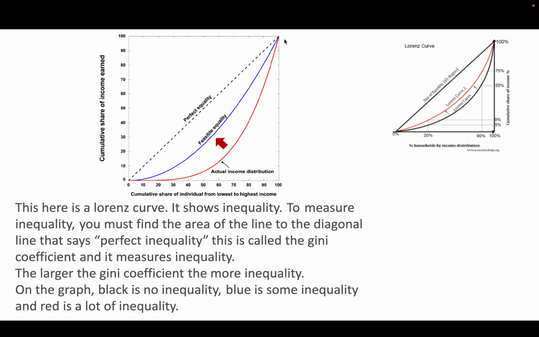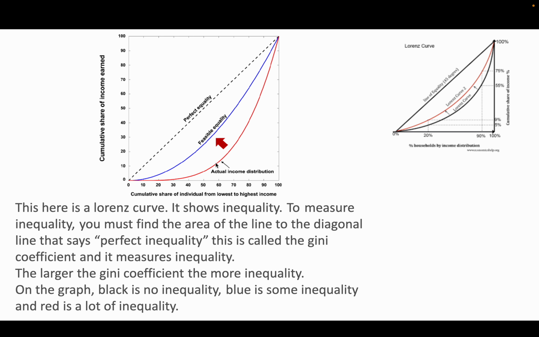Feasible equality is where more wealth is concentrated amongst the ultra wealthy. It's not perfect. So here, 10% own only like 2% of the wealth, something like that. 40% own 15% of the wealth, as you see in the graph. 80%, and this is where things start growing, 80% own somewhere around 65% of the wealth, and then 90% own somewhere around 90%, and then 100% owns 100%. So it's kind of a curve, almost like a banana.